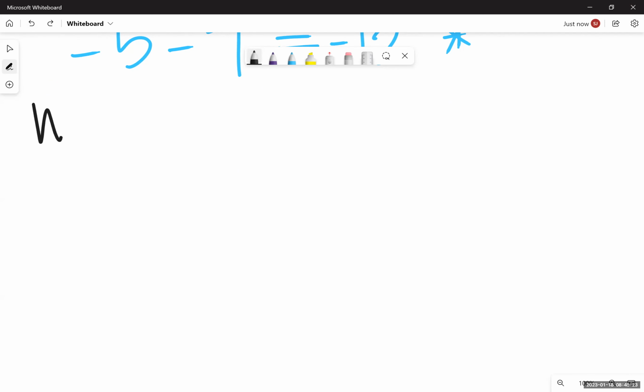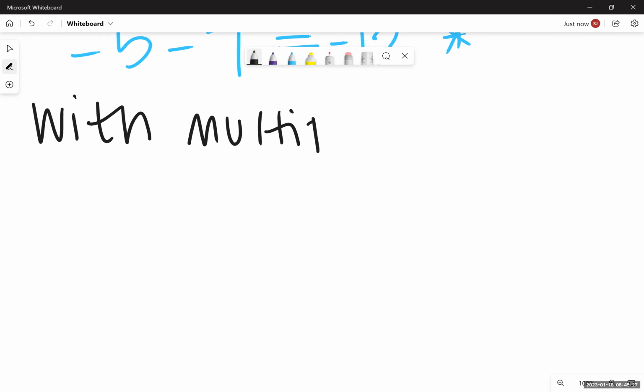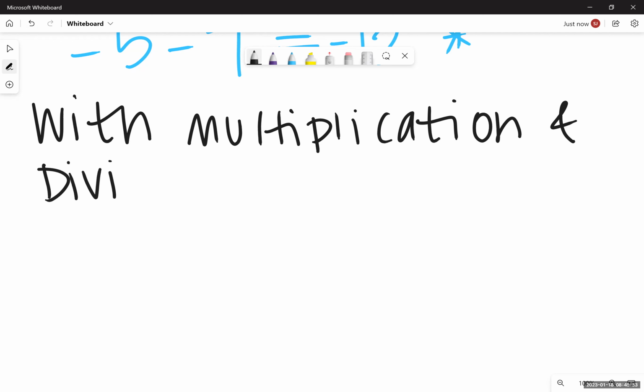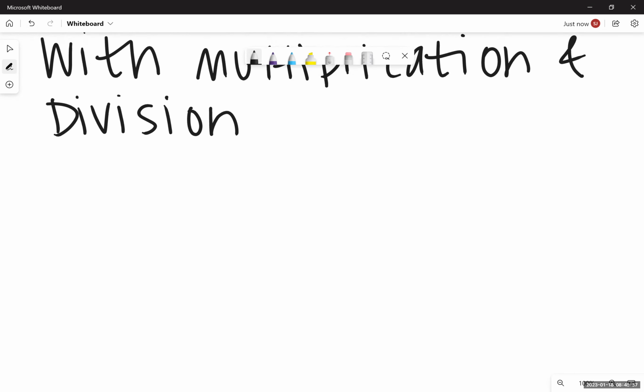Okay, so with multiplication and division, we have two different things here. We could have the signs being the same, or we could have the signs being different.